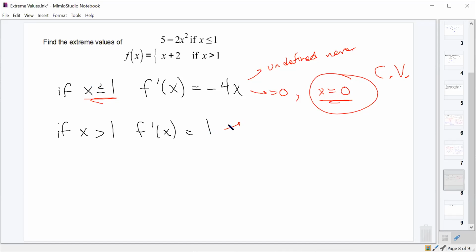What about the number 1? Is 1 ever undefined? No, never undefined. And does it ever equal 0? Does 1 ever equal 0? Nope. So no critical values from that. So we only have one critical value for this, x equals 0, at the moment. But where else do you think we should be investigating what's going on?